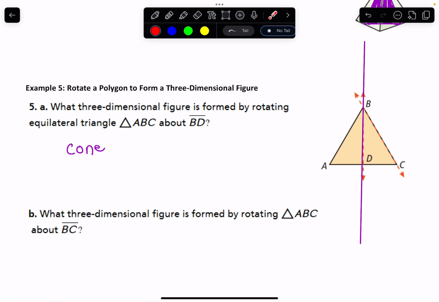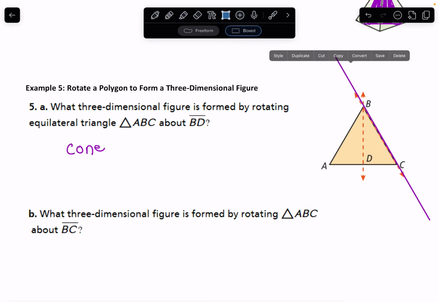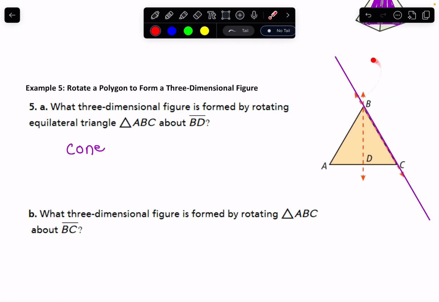The other question I have here is B, what three-dimensional figure is formed by rotating triangle ABC around BC? So then my stick is going to move, or my string is going to move. This is going to be my string now. And this string, if I spin it, I'm spinning it this way, so I'm creating a shape that's spinning around like this. That's a weird shape. It's kind of hard to say what shape that would be because we don't have a good name for it. Our book is calling it a double cone.